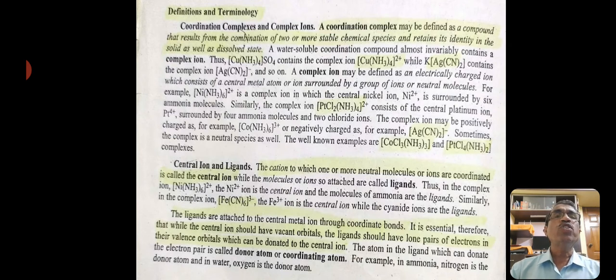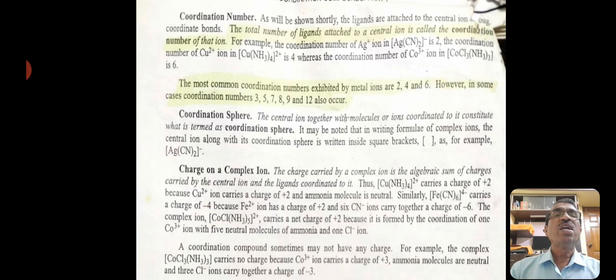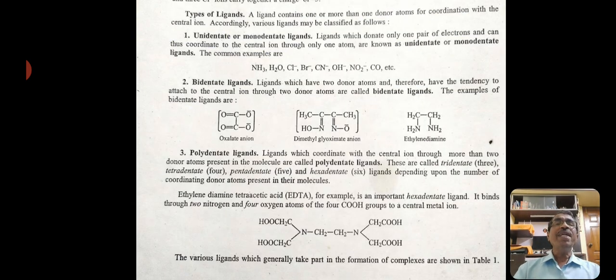Now here I have shown the coordination and complex ion, and the central metal ion, with various examples. Here the charge on a complex ion is also written. This I have also told you: if a complex ion carries a positive charge, it is a complex positive ion; if it carries a negative charge, it is a complex negative ion. Next, we take the ligands.